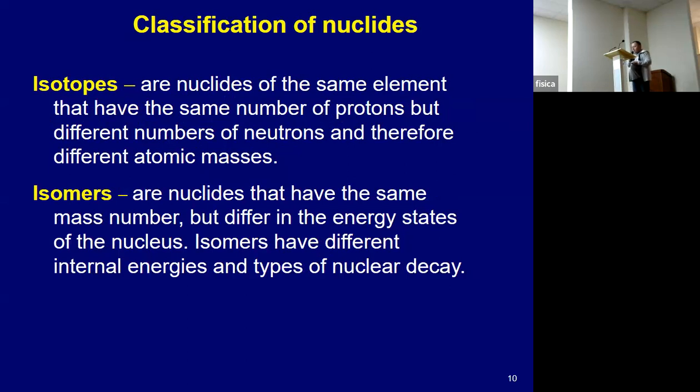Isotopes are nuclides that have the same atomic number and are therefore the same element, but differ from each other in the number of neutrons. All isotopes of an element have the same distribution of electrons in the orbits. Therefore, their chemical properties are the same and are determined by their position in the periodic table.